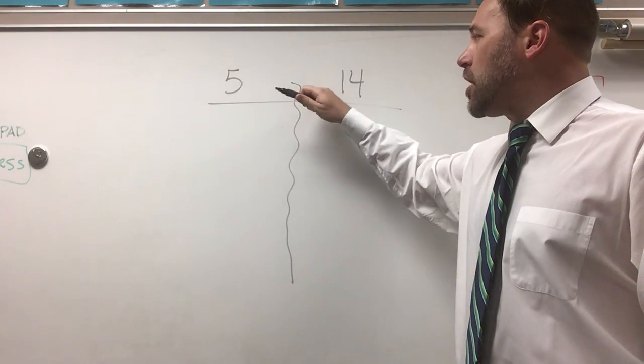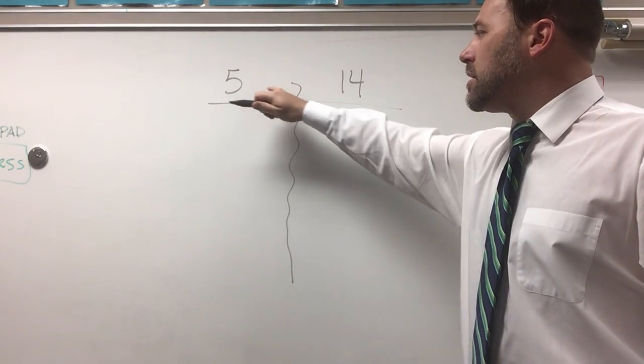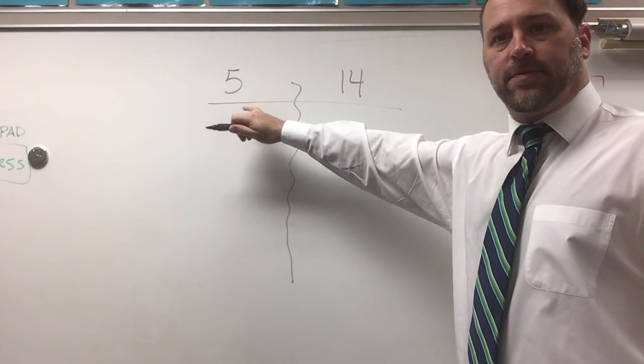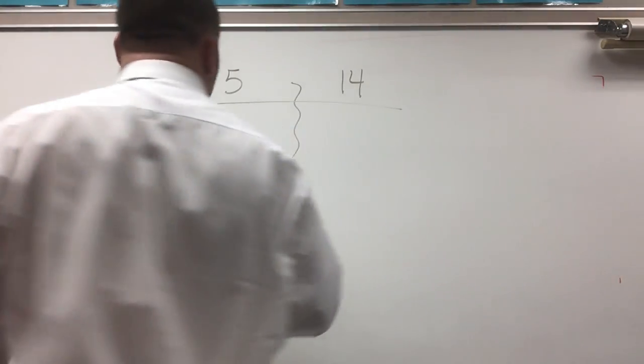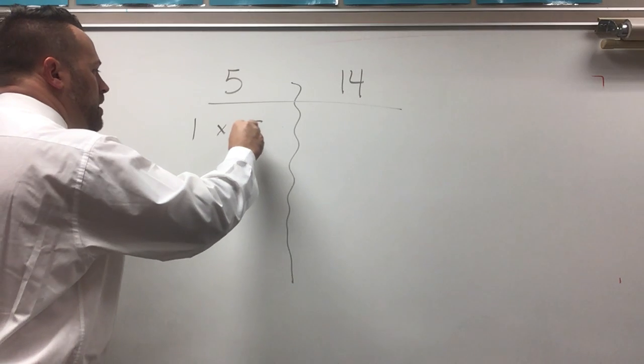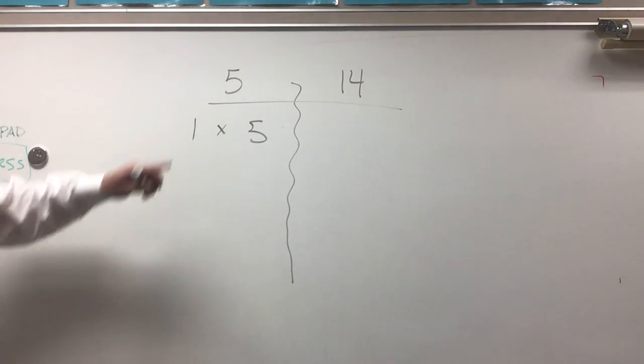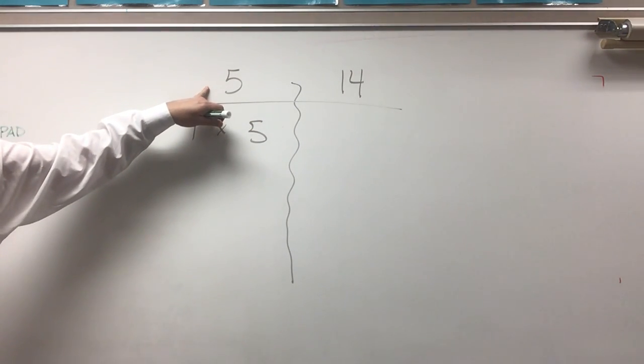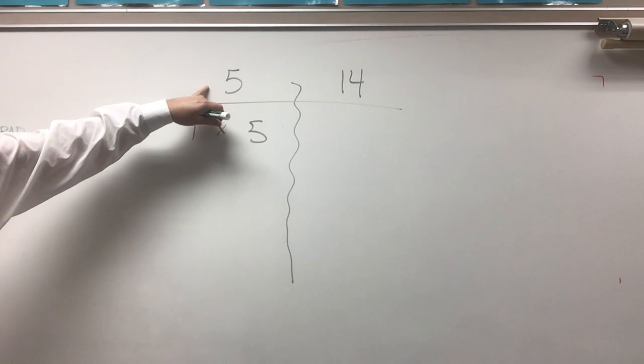All right, so I got two to start, 5 and 14. Give me the factors of 5 here. Well, what are the easiest ones? How about 1 times 5, right? Hey, is 2 a factor? What do you think? Could you multiply 2 by something to get 5?